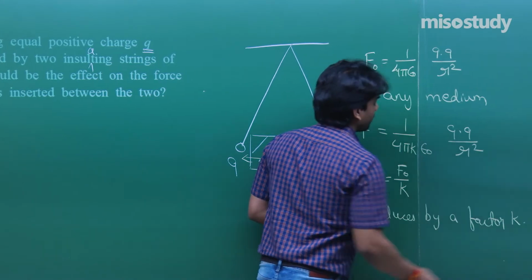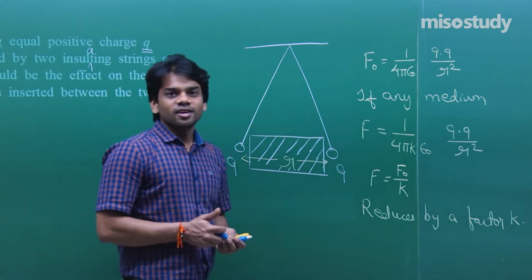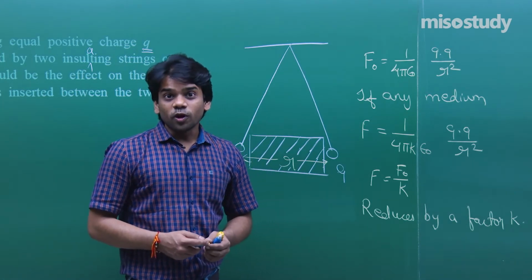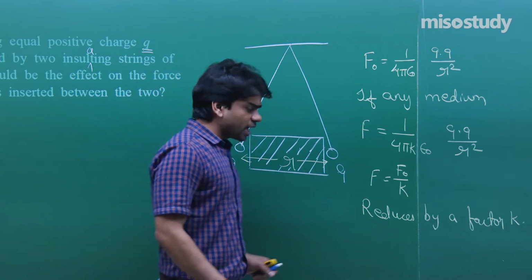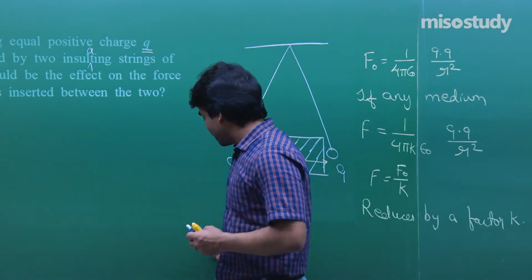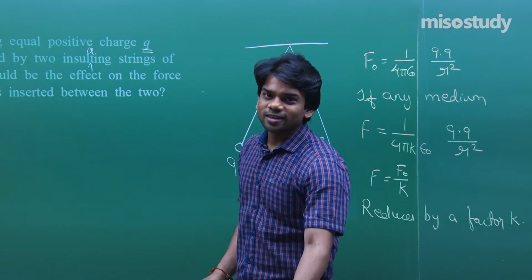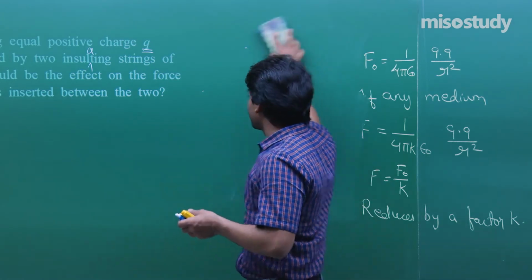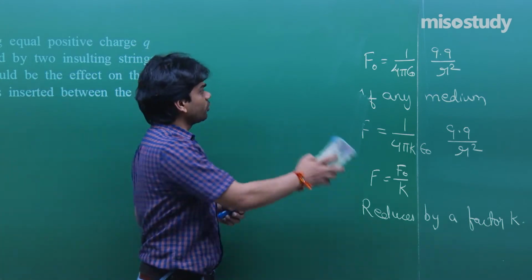So that's why we have divided by K to get the new force that is acting between the charges. So what we got is that the force is reduced. Very simple question, and if you know what happens when a medium comes in between, you simply apply this concept and you get the net result. It gets reduced. Very simple 1 mark question. So the question will not be too tough.